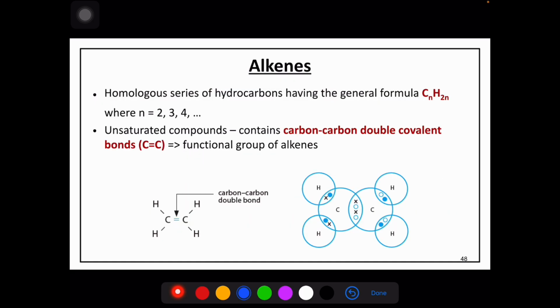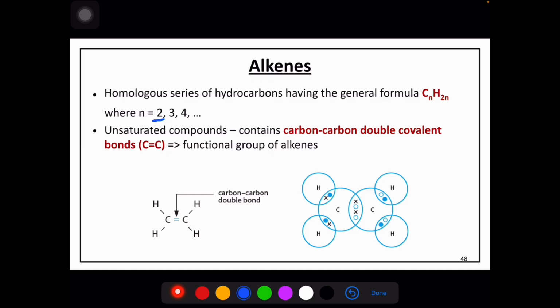So, first up, alkenes. Alkenes have a different general formula. The general formula is shown here on the screen, CnH2n, whereby n refers to the number of carbons, and this time around you realize that the n starts from 2. It's not a typo over here. It needs to start from 2.